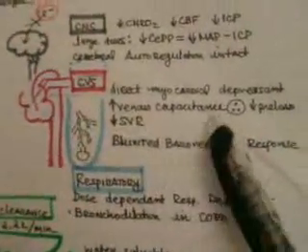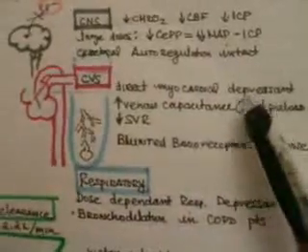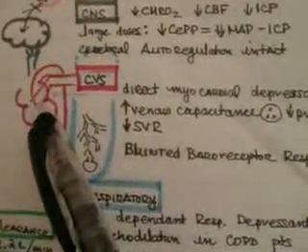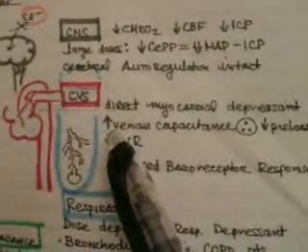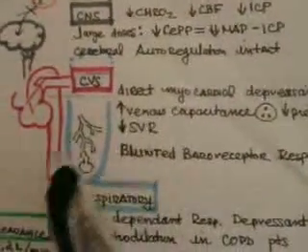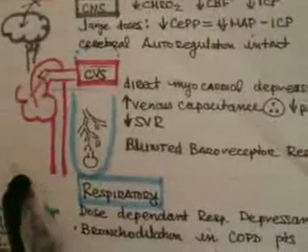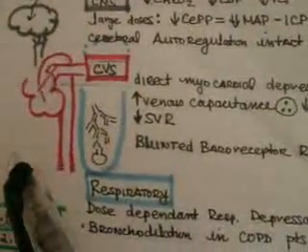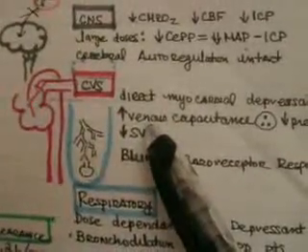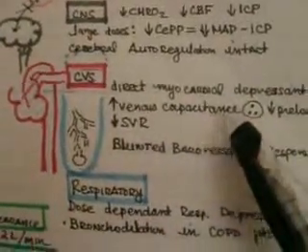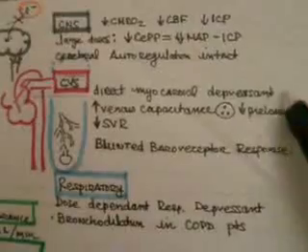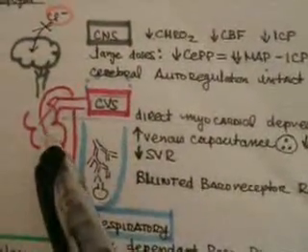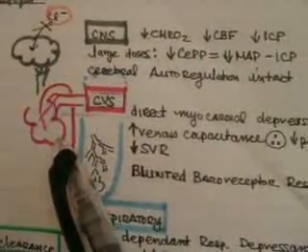Propofol is also considered a direct myocardial depressant, which decreases the contractility of the left ventricle. It also increases your venous capacitance, meaning it's a venodilator. If the venous capacitance is increased, you're going to have a decreased preload, which, due to the Frank-Starling mechanism, will reflect as a decreased contractility of your left ventricle.